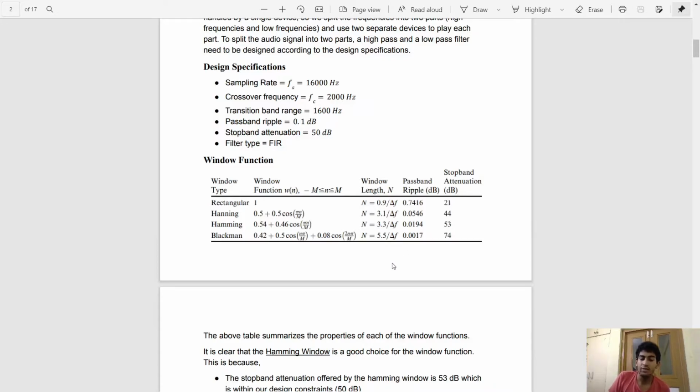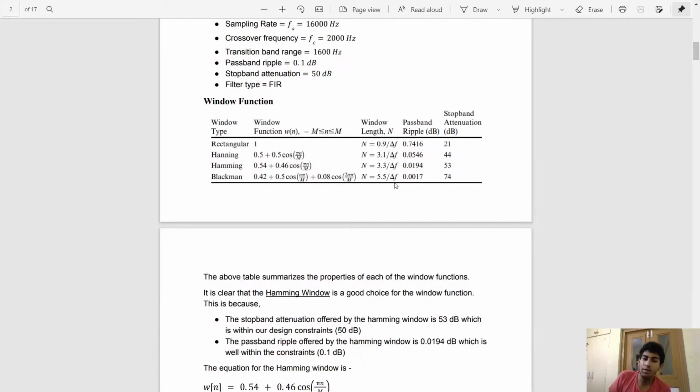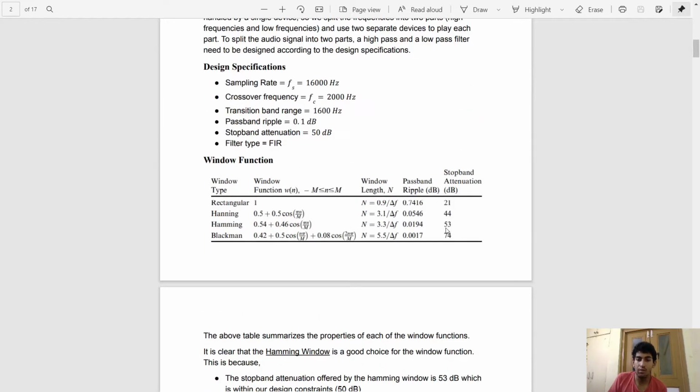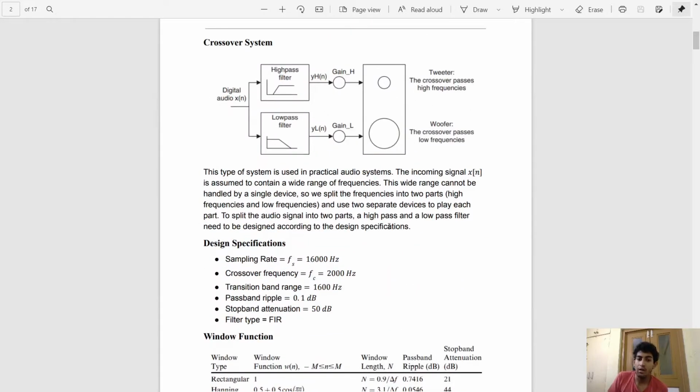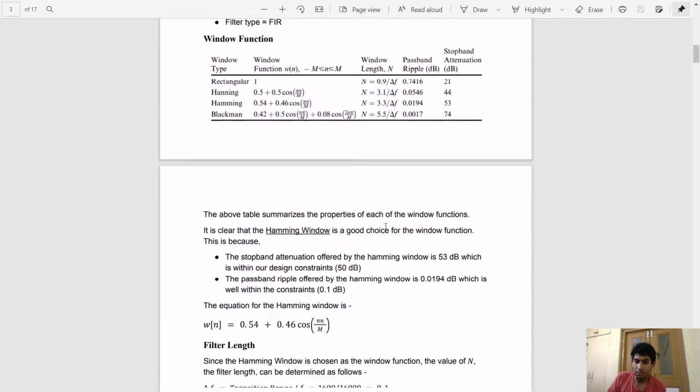So we can choose the Hamming window as the window function during the design process. This is the equation for the Hamming window, and this is the value that determines the window length. It's dependent on delta f, or the transition band range.